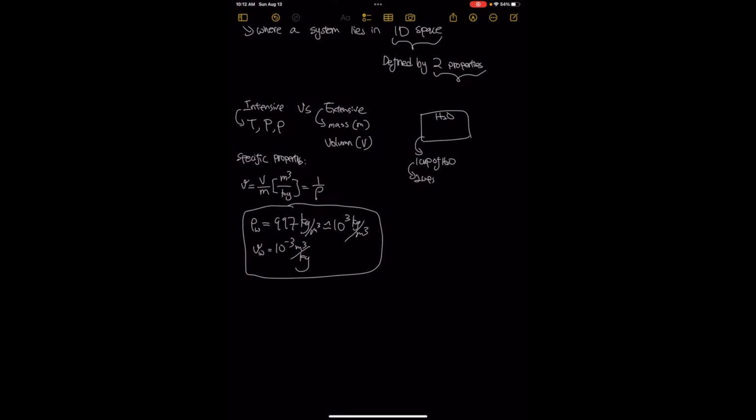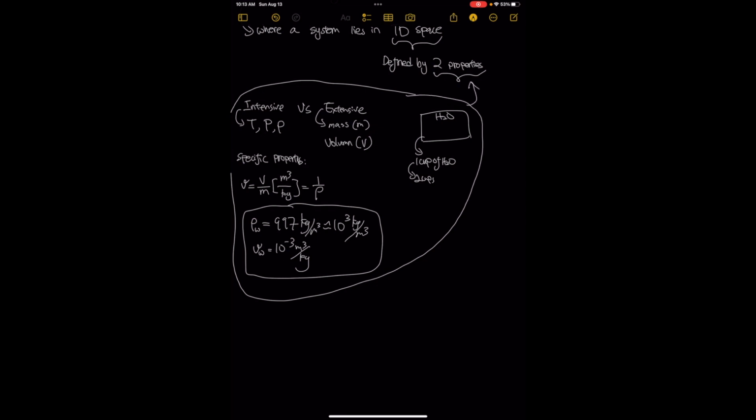And of course, some books talk about other types of specific properties, right? You have specific internal energy, kinetic energy, or maybe potential energy. We will talk about those things later on. And let's go back to the concept. We started talking about the properties, right?